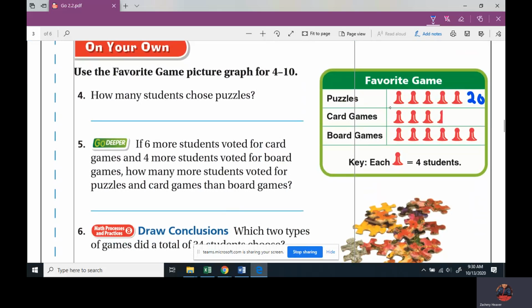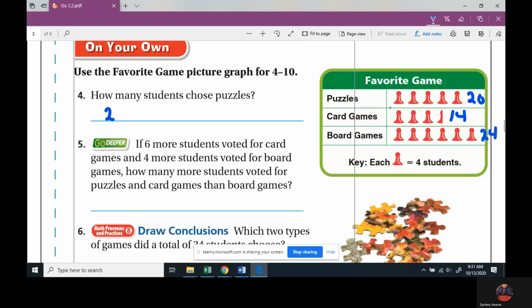How many students liked, what is a half of a chess piece going to be? Okay. So, David, how many played card games? Okay. And how many played board games? So, David, you just multiplied. You did 4 times 5, 4 times 3.5, and 4 times 6. It's great. So, David, how many students chose puzzles?